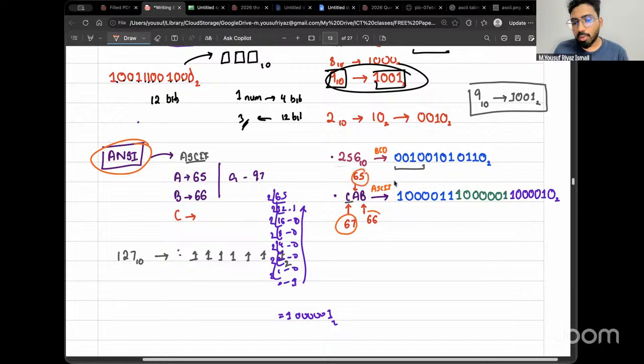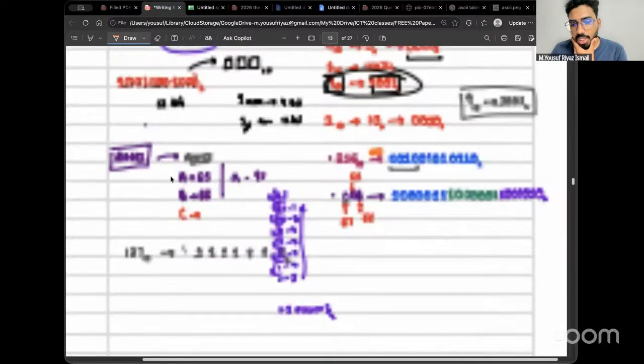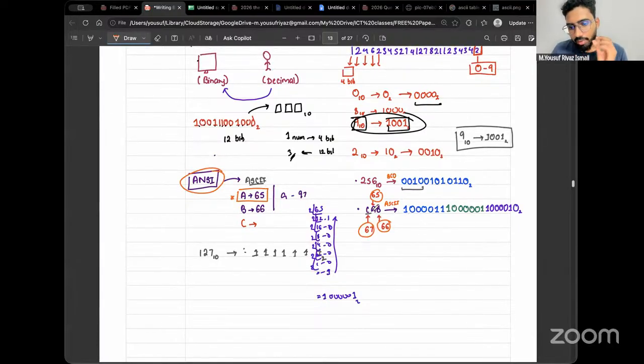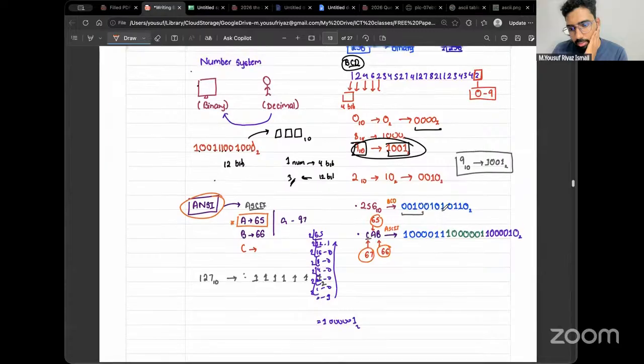To find the numeric value, you need the table. Without memorizing the whole table, if you just remember that A is 65, it's more than enough. But in the majority of questions, they actually give you a hint. But before I go on, first tell me, are you clear how I found this value of CAB in binary?